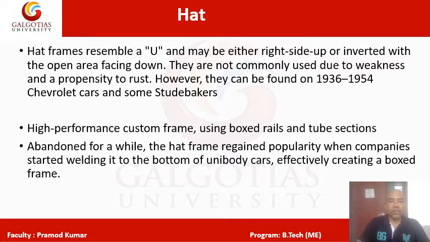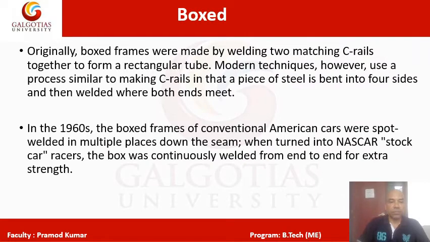The hat frame regained popularity when companies started welding it to the bottom of unibody cars, effectively creating a box frame. Originally, boxed frames were made by welding two matched C rails together to form a rectangular tube. Modern technique, however, uses a process similar to making C rails, in that a piece of steel is bent into four sides and then welded where both ends meet.